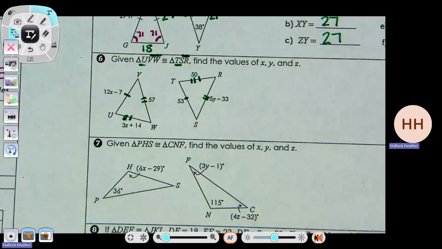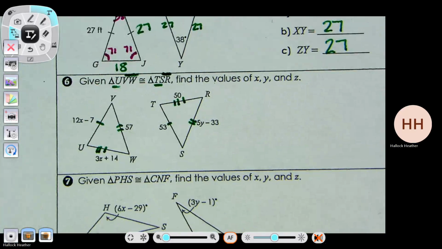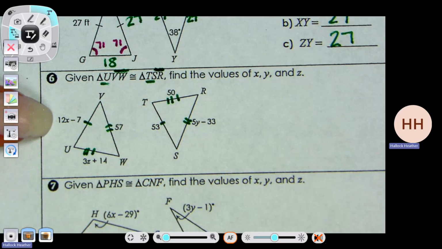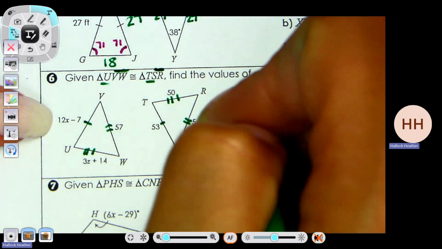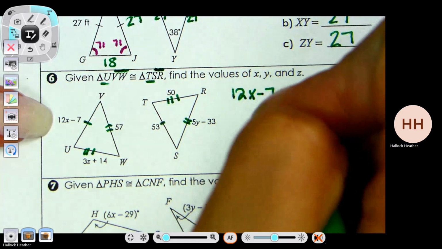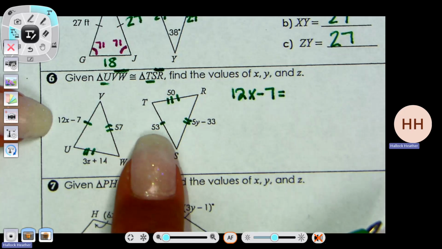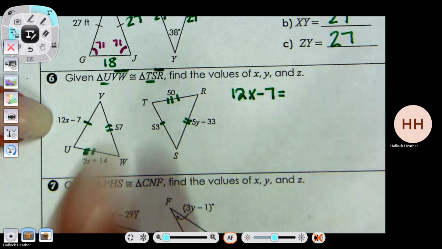So what does being congruent actually even mean? They're the same. They're equal. So let's start with X. What equation can I write for X if they're congruent to another side on the other triangle? Set them equal. So let's do 12X minus 7 for the first one. And what does that equal on the other triangle? 53, because they both have 1 tick mark.